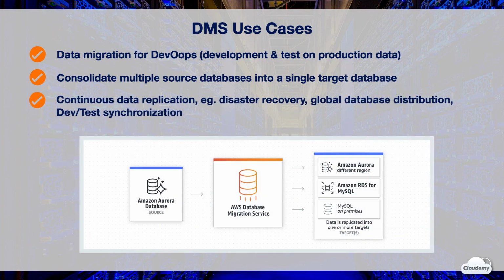You can use DMS to run continuous data replication for a number of use cases, such as disaster recovery, global database distribution, and dev test environment synchronization. DMS supports continuous data replication for both homogeneous and heterogeneous databases. You can replicate data from multiple source databases to multiple target databases.